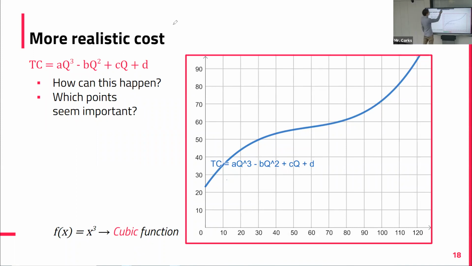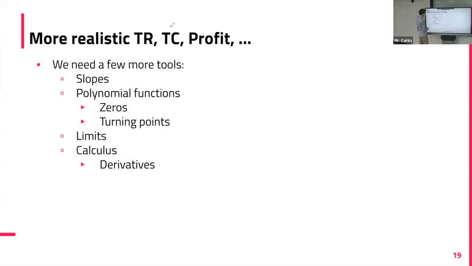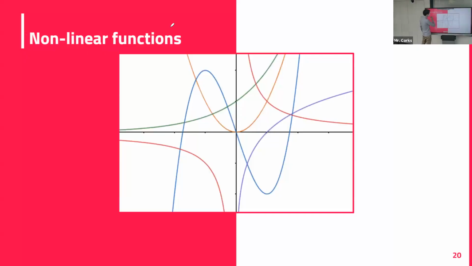By the way, this kind of curve is a cubic. So it's a something cubed, the variable cubed is giving this kind of pattern. All right, that's where we are going on the next slide. We need a collection of tools to be able to get ready to talk about those more realistic cost and profit and revenue equations and do some calculations with them.